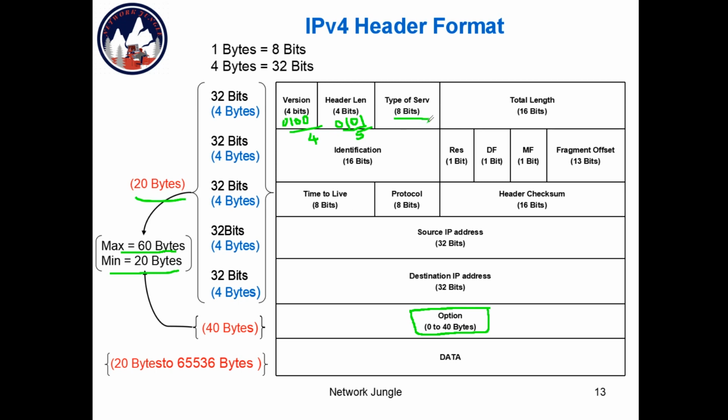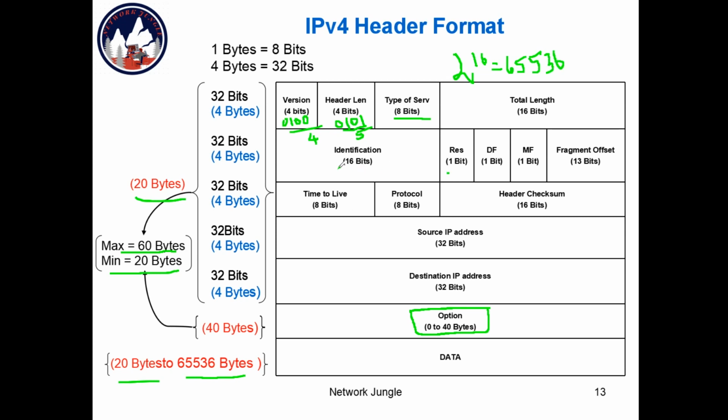So the first 3 bits are priority of data. And next is the total length. The length of the entire packet is header and data. The minimum value is 20 bytes and the maximum value is 65,536 bytes. So 2 power 16 equal to 65,536.